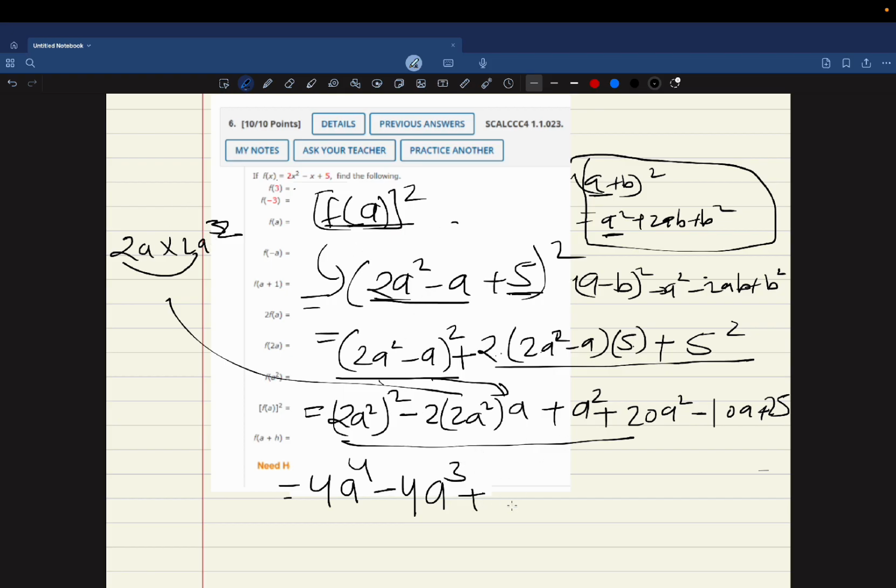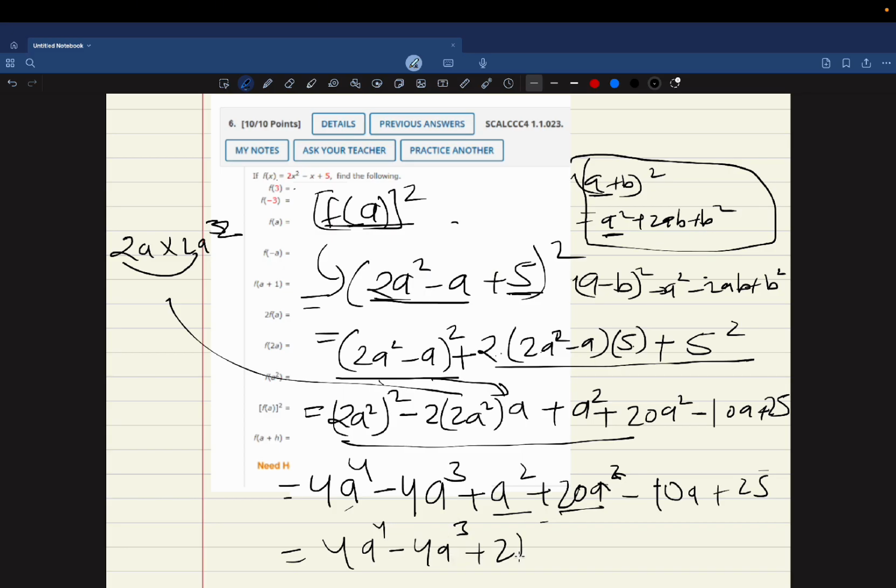Okay, so now plus a square is from here, and then plus 20a square, and then minus 10a plus 25. Okay, so now let's see, this is also a square, this is also a square, so we can combine them. So let's do 4a to the power 4 minus 4a to the power 3, and then plus 21a squared, and then minus 10a plus 25.